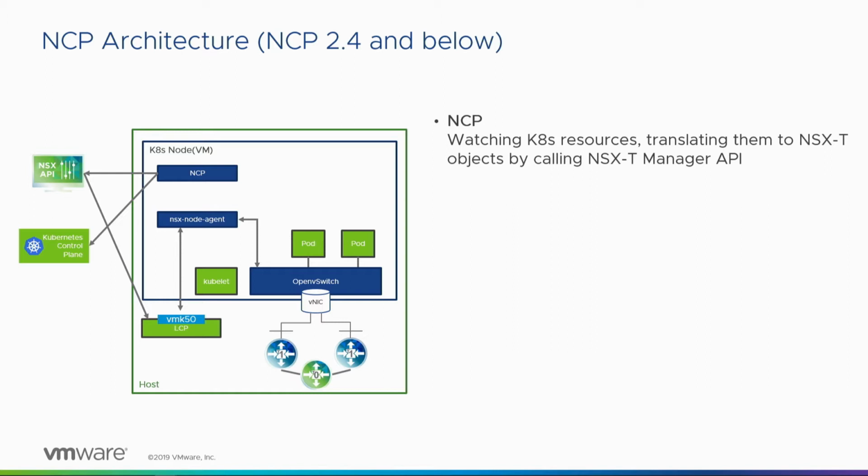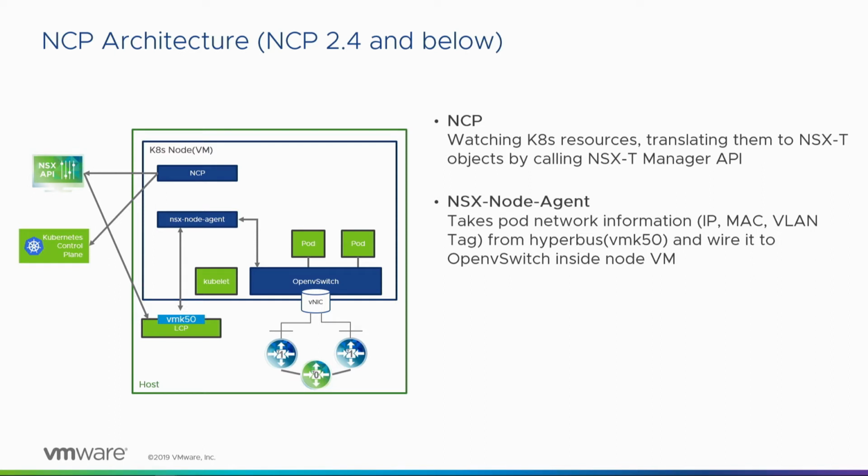So what is its job? You need an IP address, you need a MAC address, you need VLAN tagging. I will talk about VLAN tagging later on. Basically, the job of the node agent is to take all this information from the hyperbus. Hyperbus is what you've seen, like vmk50, the secure channel between the hypervisor and the node VM. It takes all this information from the NSX manager through the hyperbus and passes it to the node agent. And the node agent will take all this information and wire it down to the Open vSwitch configuration. That's how the pods get IP addresses and all this. That's how it works.